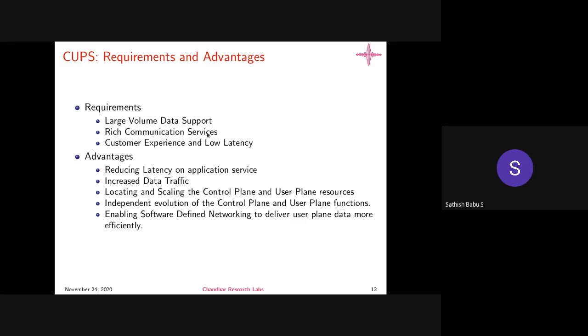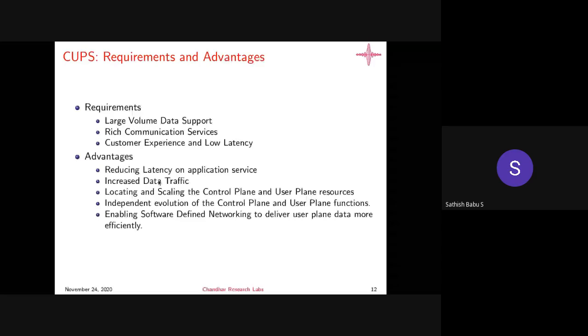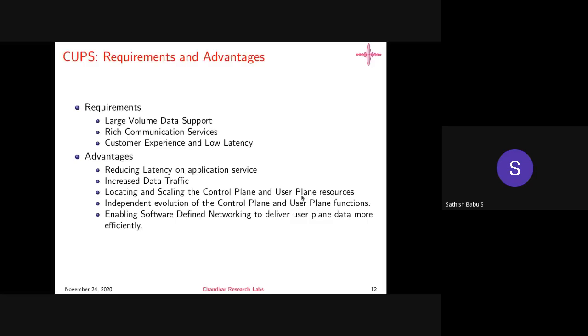So that is what rich communication services. Next one is the customer should feel better with whatever experience the network operator is providing, and you want to receive everything as fast as possible, within 1 to 2 milliseconds of delay, which I already told you. So the advantages, again: increased data traffic, reduced latency, and allocating and scaling the control and user plane, where you are separating that.